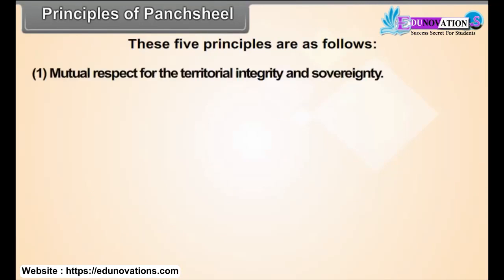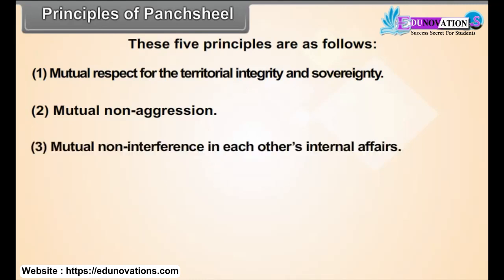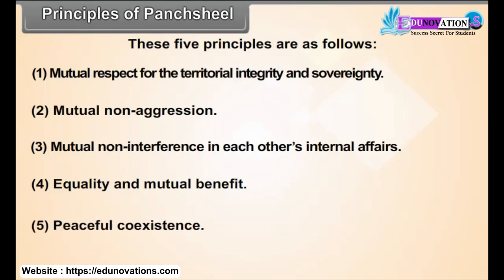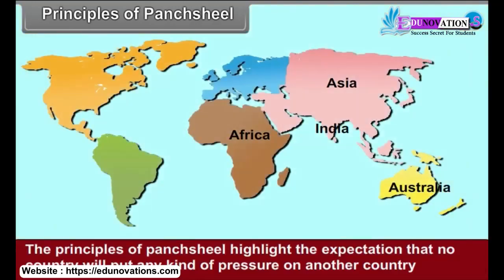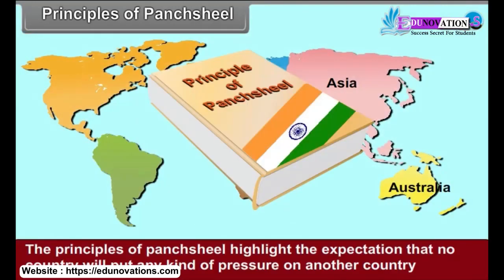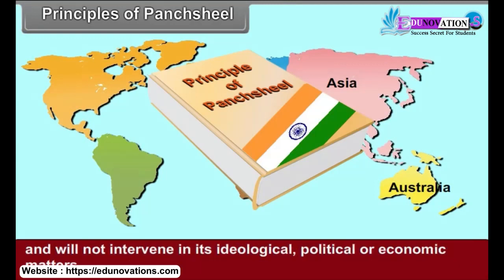1. Mutual respect for the territorial integrity and sovereignty. 2. Mutual non-aggression. 3. Mutual non-interference in each other's internal affairs. 4. Equality and mutual benefit. 5. Peaceful coexistence. The principles of Panchashil highlight the expectation that no country will put any kind of pressure on another country and will not intervene in its ideological, political or economic matters.